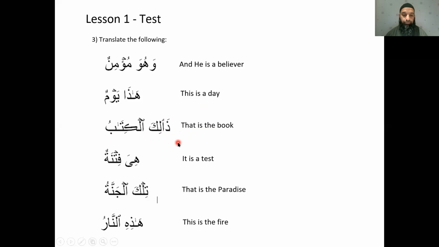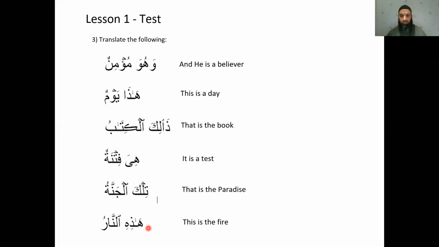Next one. هي فتنة. It is a test. Next one. تلك الجنة. That is the paradise. وهو، هذا، ذلك، هي، تلك. Okay, these are very, very important words. هذه النار. This is the fire.